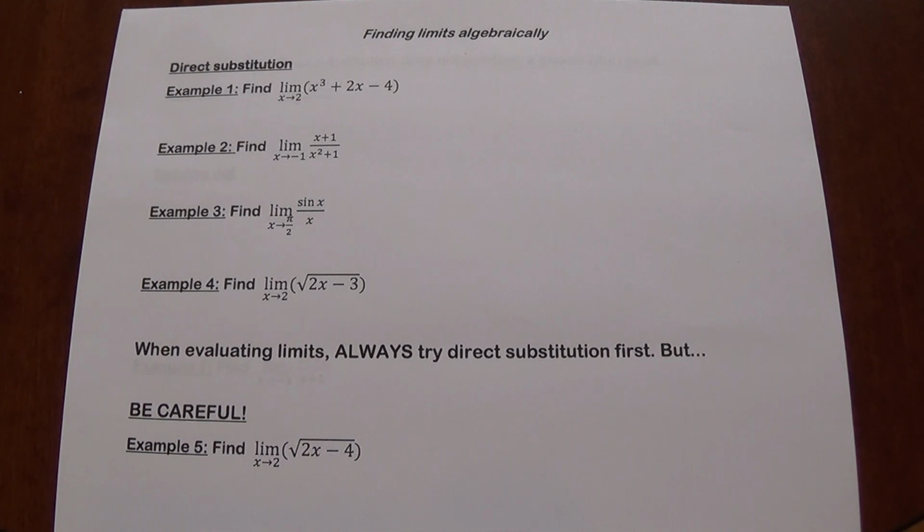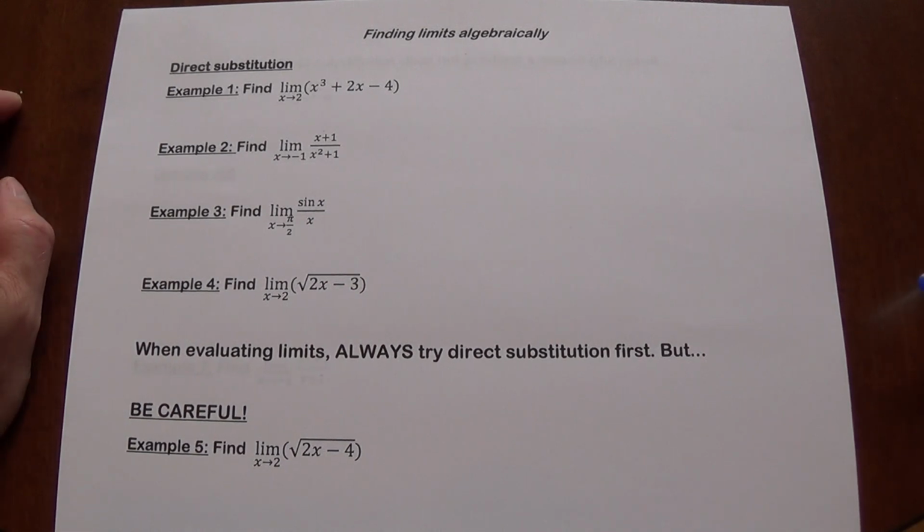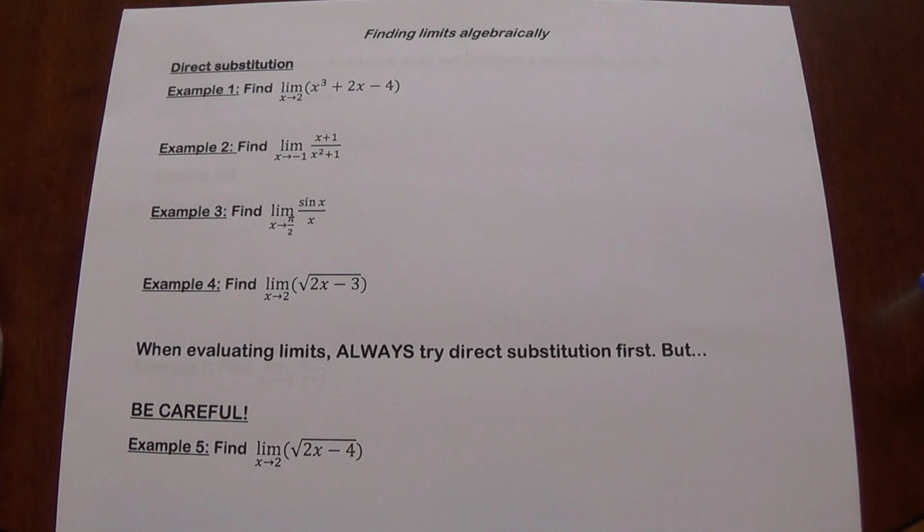Hi, today we are going to talk about how to find limits algebraically. So we're going to take a look at a few methods. The first one is what we call direct substitution. This is when you can actually take a value that you're trying to evaluate the limit around and substitute it into the formula and you will get the answer.